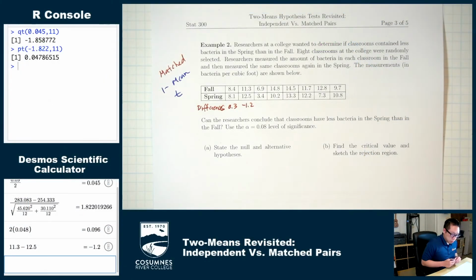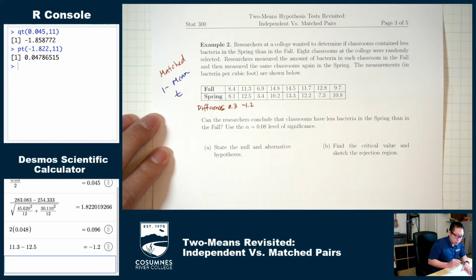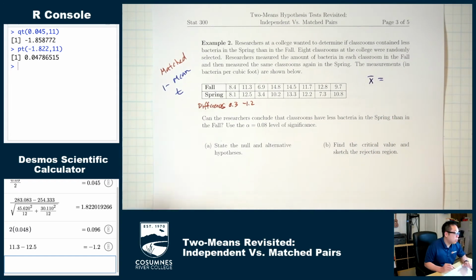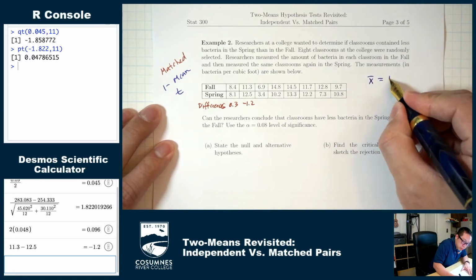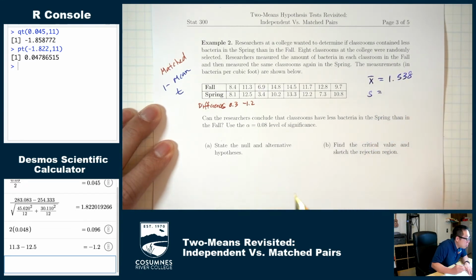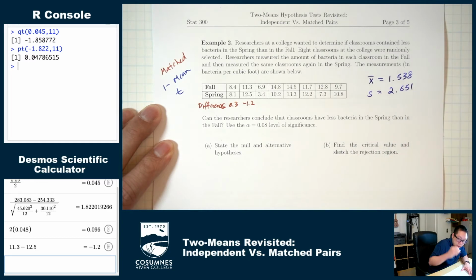All right, back to example 2. Let me write down the mean and standard deviation that we just found. Because we're dealing with just a single sample, I should have one mean, one standard deviation, and one sample size. The mean, rounded to 3 decimal places, is 1.538. The standard deviation is 2.651. Okay, and that was from Google Sheets.